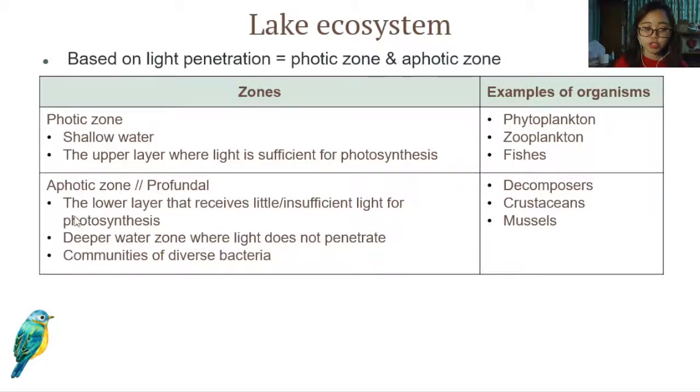Whereas in the aphotic zone, or the profundal zone, this is the lower layer that receives a little or insufficient light for photosynthesis. This is the deeper water zone. Water does not penetrate here, and there are communities of diverse bacteria. So sini yang memang nampak gelap lah. Okay? And biasanya organism yang kita jumpa pada level ini adalah decomposer, crustaceans, mussels. So these are usually the things that don't need that much light. They're going to eat what they can get.